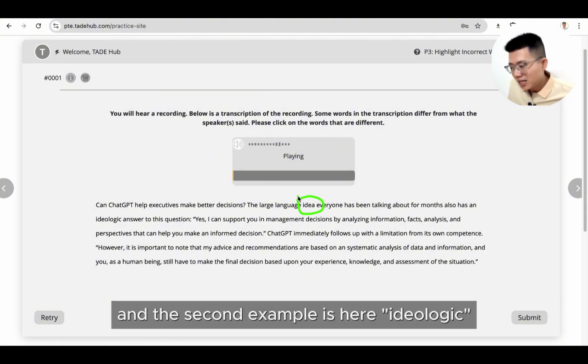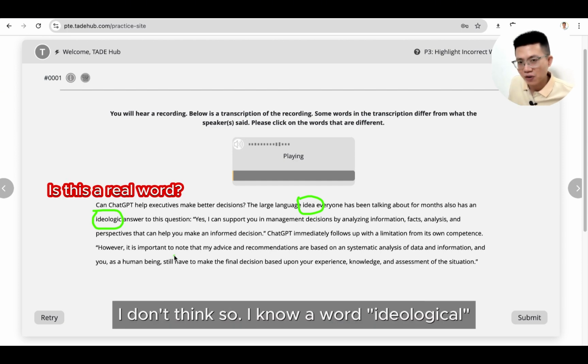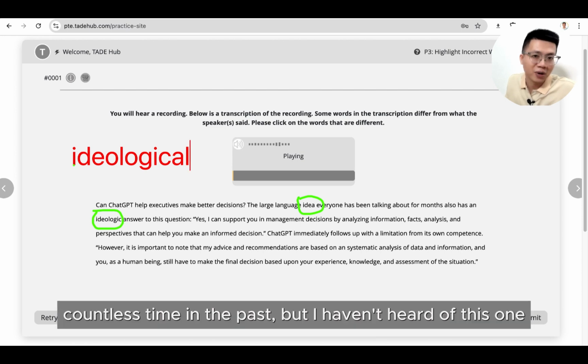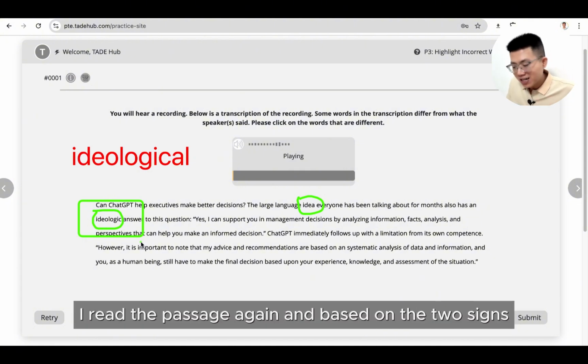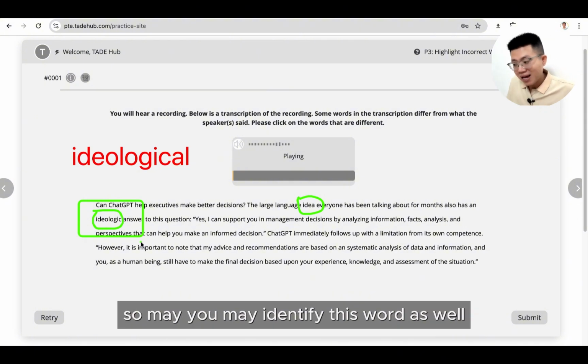And the second example is here, ideologic. Do you think this is a real word? I don't think so. I know a word, ideological, this one. I know that this is a real word because I have heard of it countless times in the past. But I haven't heard of this one, ideologic. If I miss this one while listening to the audio, I read the passage again, and based on the 2 sides, the wrong contextual meaning as well as the unreal words, I may identify these words as well.